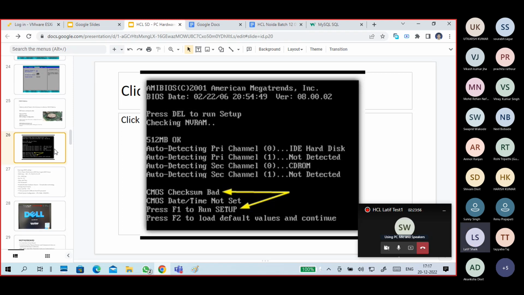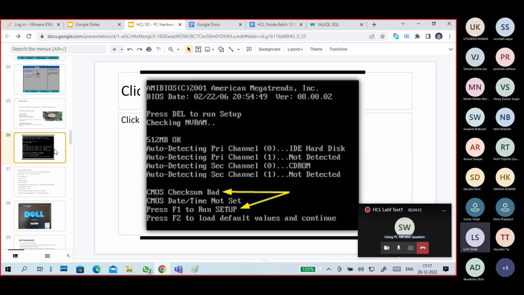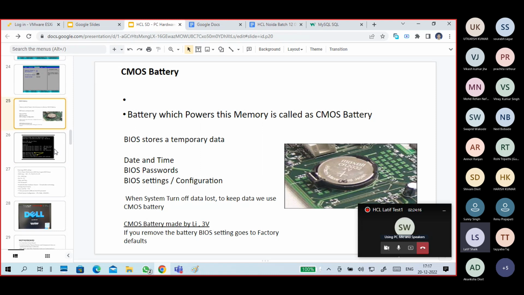It means the battery power is gone. It does not contain enough power, less than 3 volts, so obviously we get this kind of error. If you get a CMOS checksum error, it is most likely that the battery is weakened. What to do? Go to the market and ask for a CMOS battery. Purchase another battery, insert it, and start your computer. Again it will show the error.